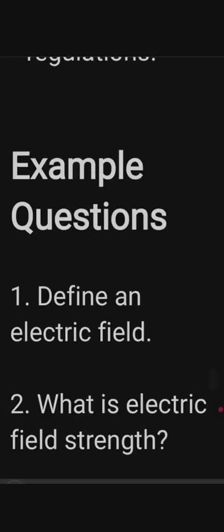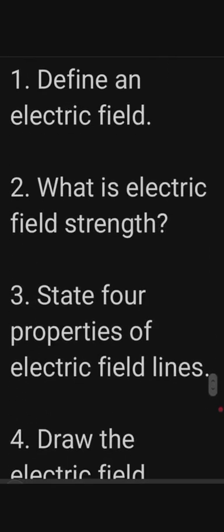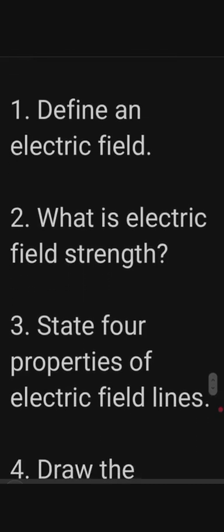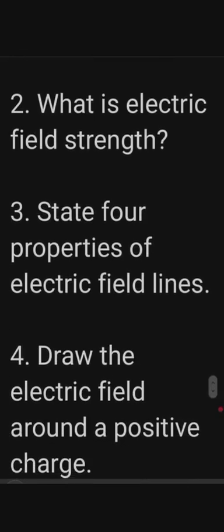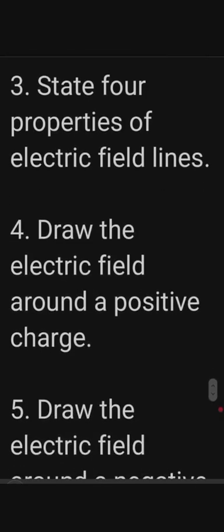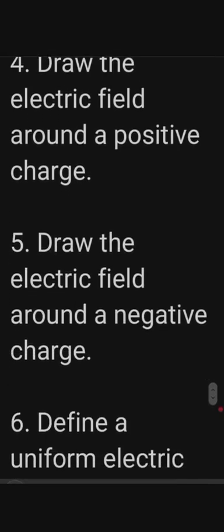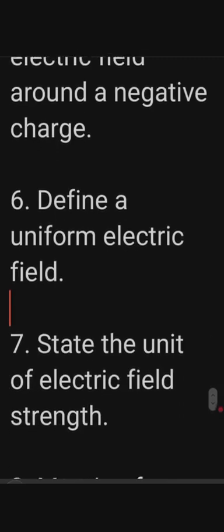After watching the video, there are 10 questions here to test how well you understand the topic. Question number one, define an electric field. Question number two, what is electric field strength? Question number three, state four properties of electric field lines. Question number four, draw the electric field around a positive charge. Question number five, draw the electric field around a negative charge. Question number six, define a uniform electric field.